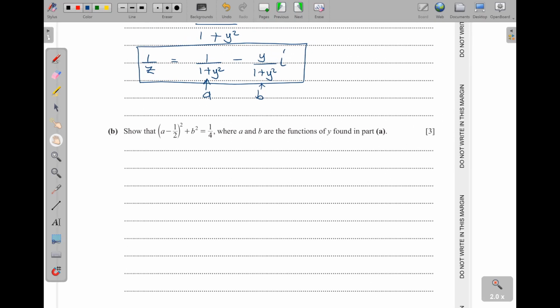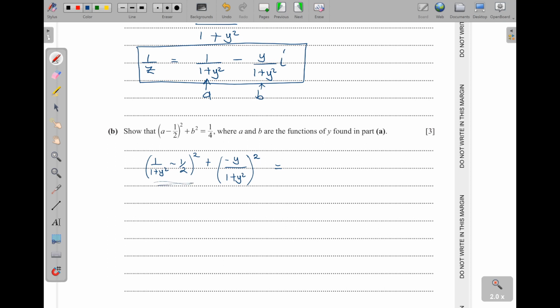So our A, remember, is 1 over 1 plus y squared. So I'll substitute here and I say 1 over 1 plus y squared minus a half, squared. Then plus our B, which is negative y out of 1 plus y squared. This one is supposed to be squared. So what do we get? Now, you should know that this one is a square.